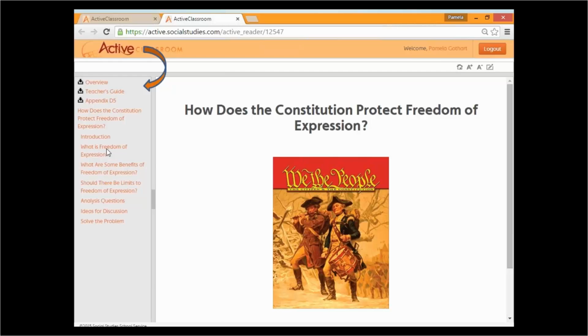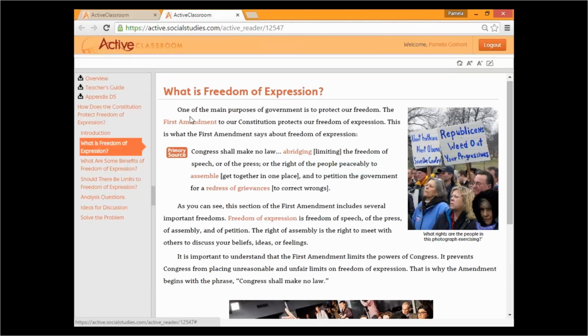Let's look again at what is freedom of expression. Here, we see a little bit different presentation than what we saw in the 5th grade level. This is more around the 7th grade reading level and 7th grade activity level. This time we're looking at reading where the words are not as defined as they were previously, although there is some definition of words. And then we also have some primary sources that are included. In our primary sources, you'll see that we have the official definition of what the freedom of expression is as it reflects in the Constitution.